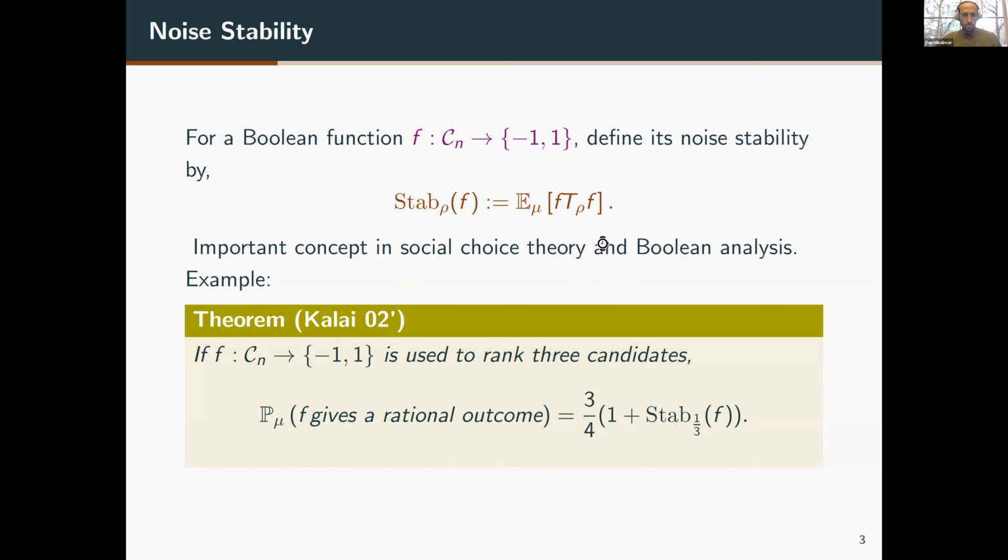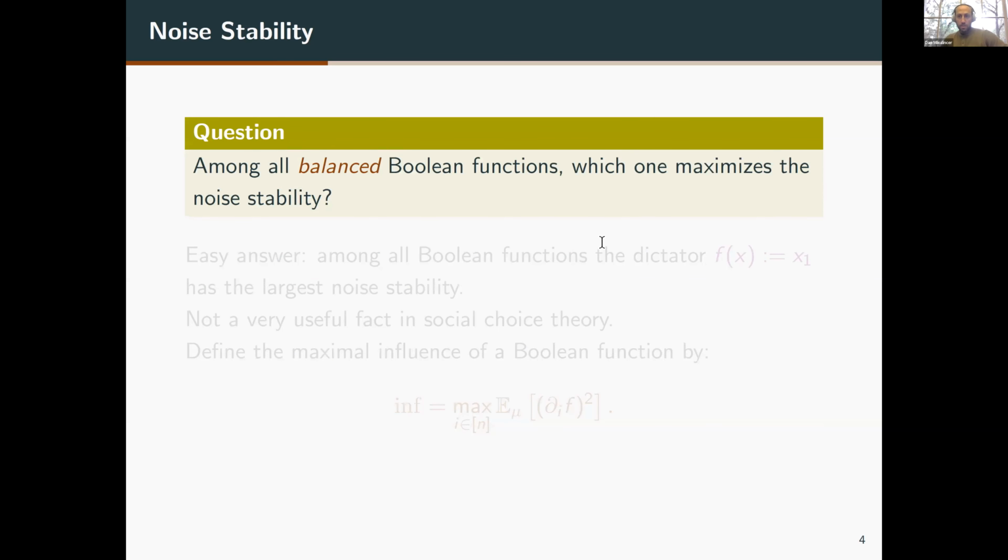So given that, a sensible question to ask is, if we normalize a function to have 0 expectation, which is what we will call a balanced function, so equal chances of passing the vote or rejecting the vote, the question you can ask is, among all such balanced Boolean functions, which one maximizes the noise stability?